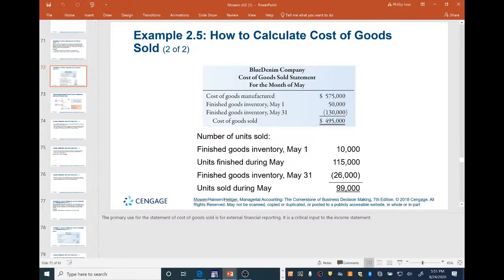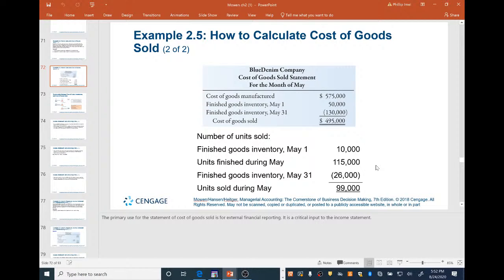To find the number of pairs of jeans that were sold, we take the finished goods inventory on May 1, the 10,000, and we add the units finished during the month of May. You see this trend going on again? We start with what we had at the beginning, add what we finished or produced in that period, and then back out the finished goods inventory at the end of the month, and that gives us the units sold. See how it's almost the same routine that we keep going through, just with different components of different things we're looking for.